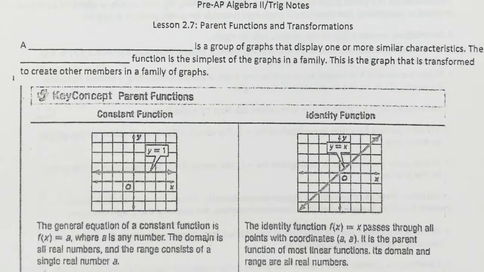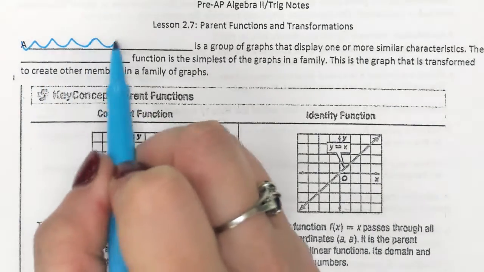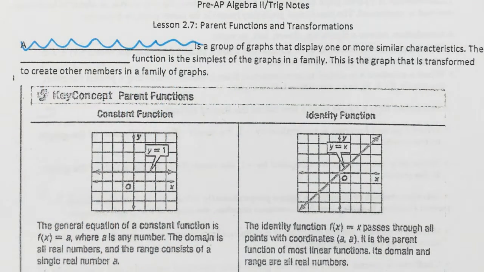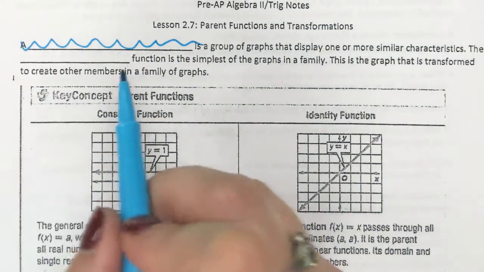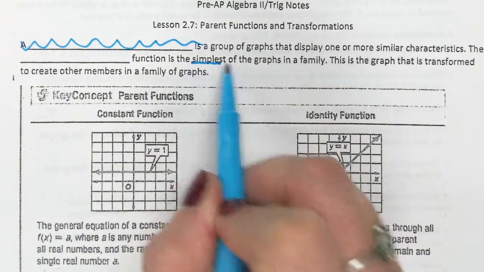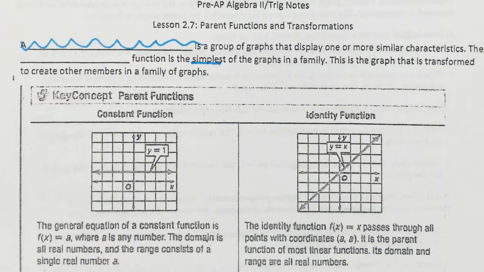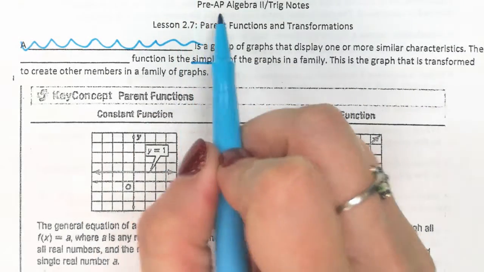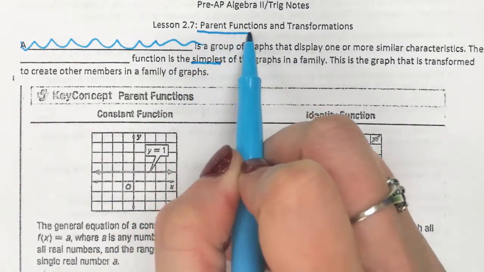Okay, so the only definition that I want you to look at is the second one. So we're not really going to worry about the first one, okay? All right, but the second one. The blank function is the simplest of the graphs in a family, okay? So think about your family, right? Think about the simplest form. And what kind of a function would that be?